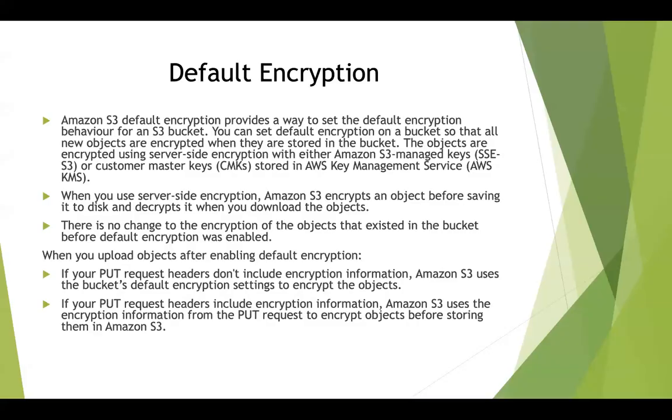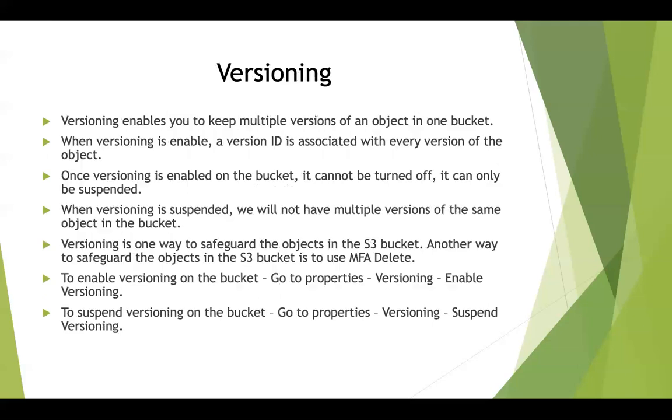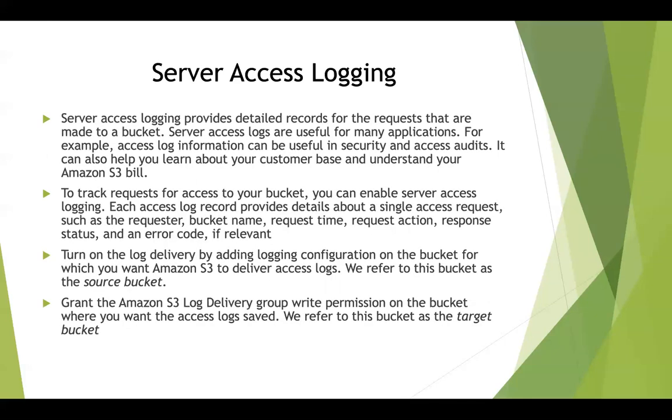So just to go back and look at each of the properties in a high level overview, versioning allows you to go ahead and enable multiple versions of your objects in an S3 bucket. You can only enable versioning, and you can only suspend versioning. You cannot totally disable versioning forever.